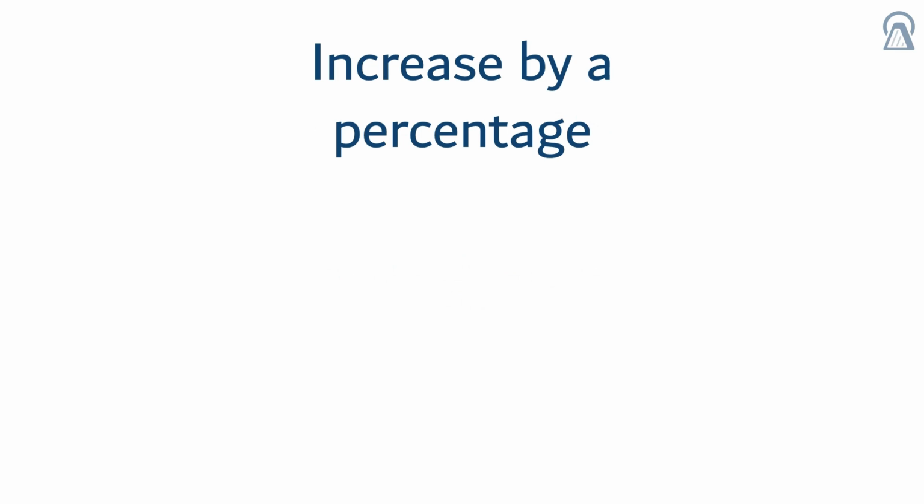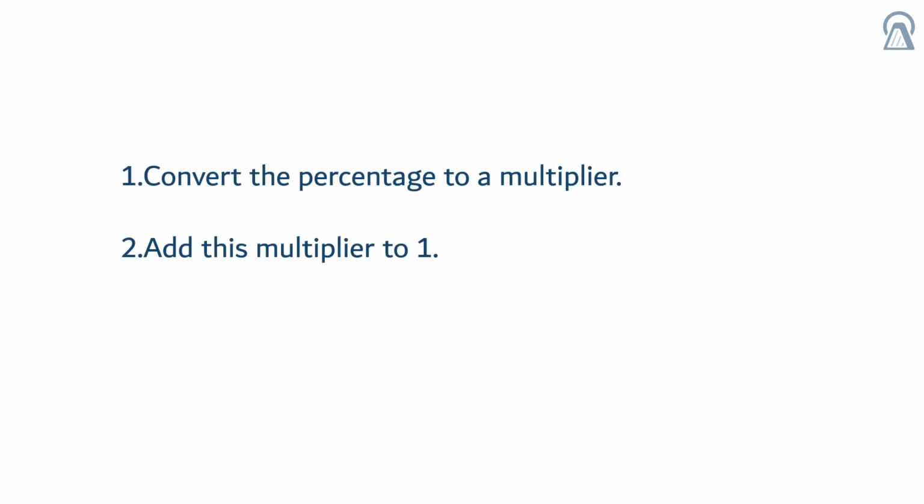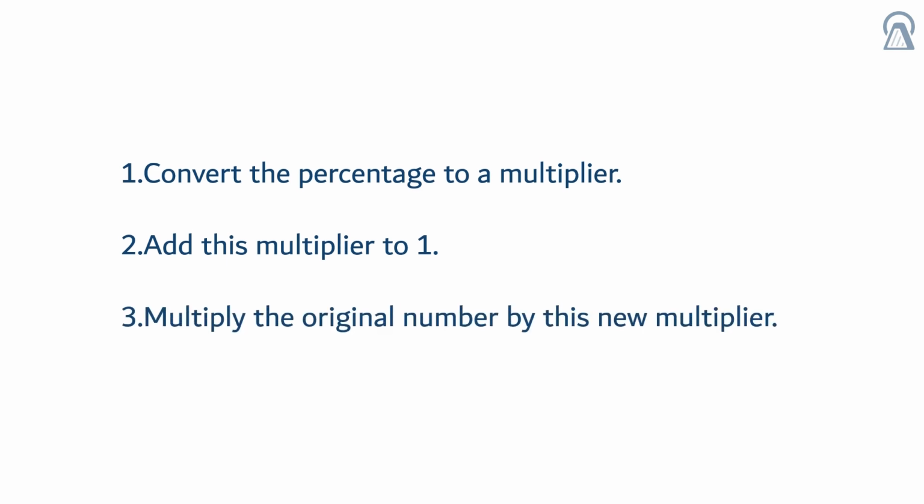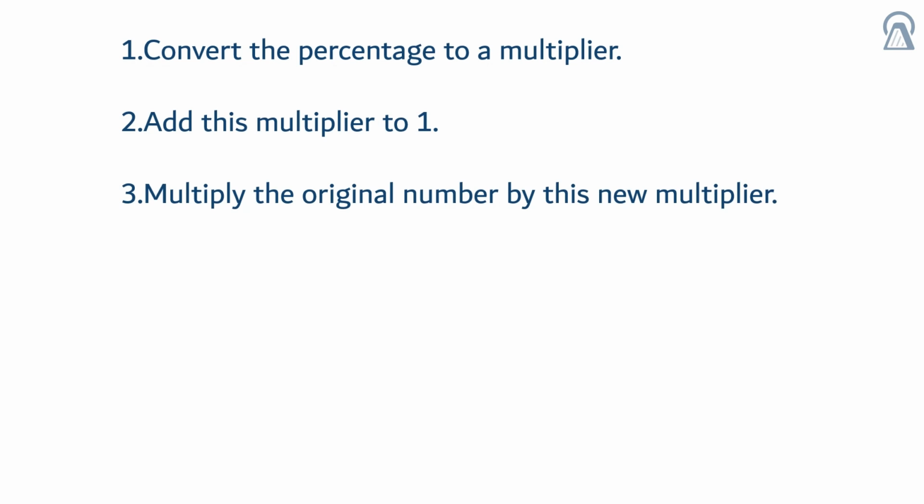Now let's see how we can use that in increasing a number by a certain percentage. So here's a step-by-step process. First, let's convert the percentage into a multiplier. Second, add this multiplier to the number 1. Next, multiply the original number by this new multiplier.